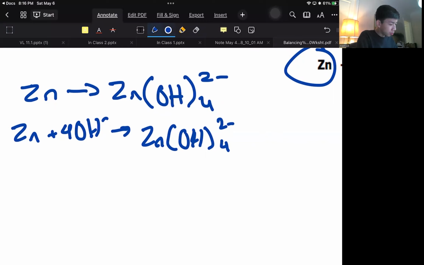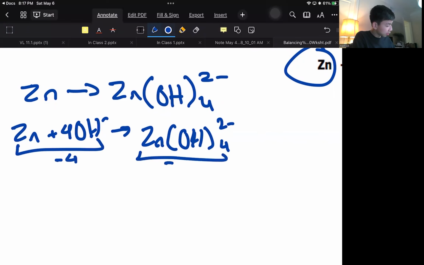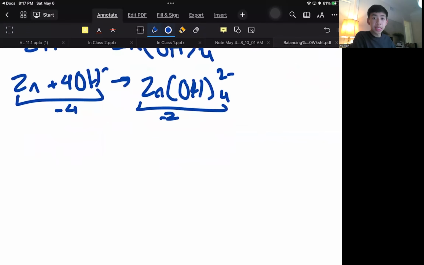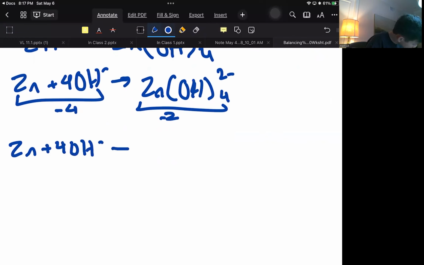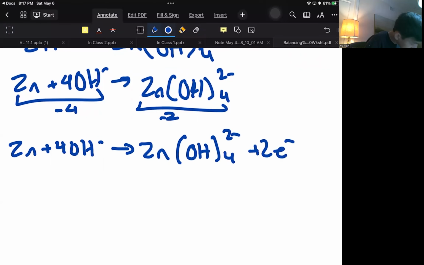Okay, now let's balance the charges. This side is going to be -4, and this side is going to be -2. To balance this, we're going to have to add 2 electrons to the product side, because -2 minus 2 from the electrons turns into -4. So Zn plus 4 OH minus goes to Zn(OH)4 2 minus plus 2 electrons.